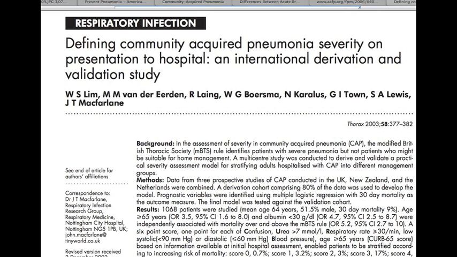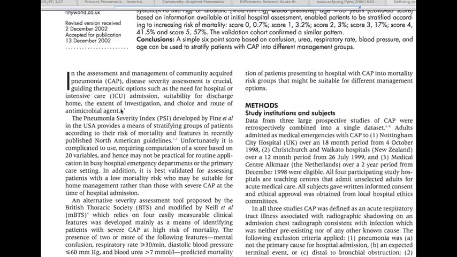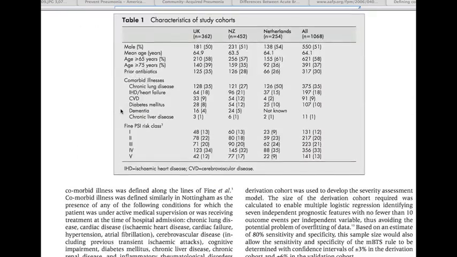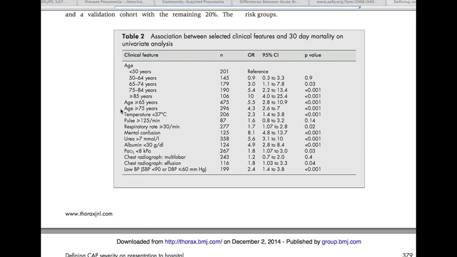So the original paper is this one, Defining Community-Acquired Pneumonia Severity on Presentation to the Hospital. And this was by Lim et al., and it was published in 2003. This is important because, as I'll talk about in a couple minutes, some of the laboratory studies are based on the time period. So basically, they looked at a bunch of risk factors and how they correlated with 30-day mortality.